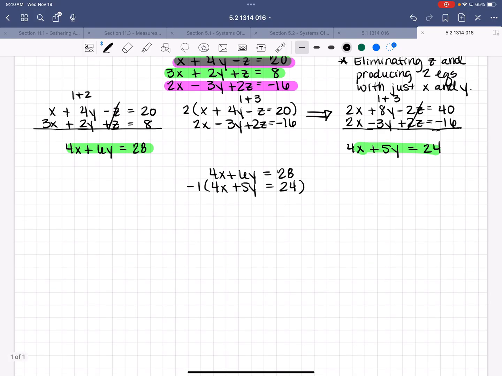So this becomes 4x plus 6y equals 28. And that's negative 4x minus 5y equals negative 24.